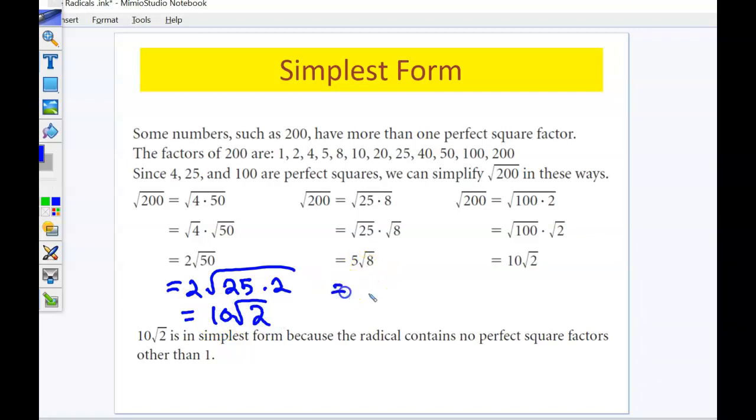Similar here, we have root 8, and root 8 is really 4 times 2. The square root of 4 is 2, so it would come out, and we would get 10 root 2. So again, you notice in simplest form, the radical contains no perfect squares in the radicand. And if it was cube roots, they'd have no perfect cubes as factors of the radicand.